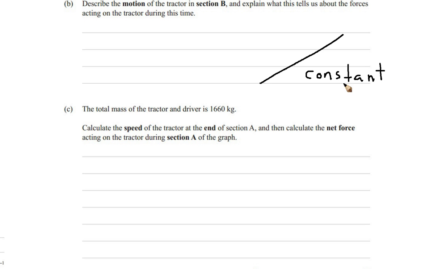Now you want to write full sentences, I'm just, in the video it's a little bit tricky for me to write on the screen, but describing the motion would simply be saying it's travelling at a constant speed. Explain what this tells us about the forces. Well, this actually relates to our last couple of videos where we looked at forces and how that affects motion. If something's travelling at a constant speed, the forces acting on it must be balanced.